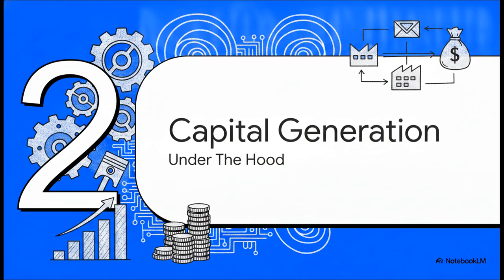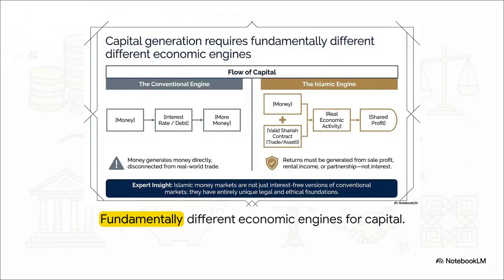Section 2. Engines of capital generation. So now that we know their DNA, let's look under the hood. How do these vastly different systems actually generate wealth? Now, what's really interesting here is the flow of capital. Take a look at the conventional engine. It uses money to make money directly via interest rates and debt. It's highly efficient, sure, but it can easily become totally disconnected from real-world trade.